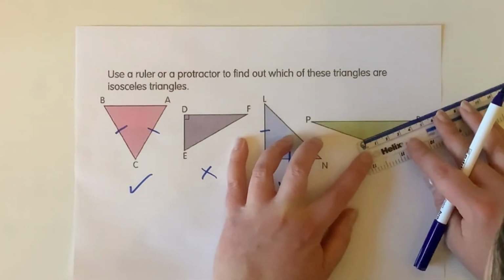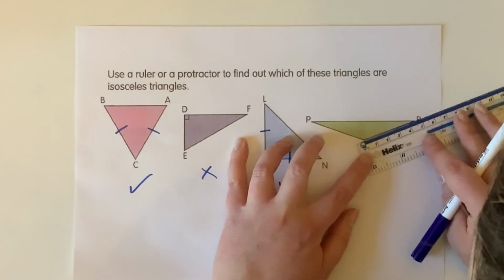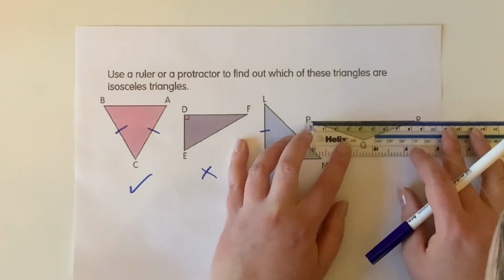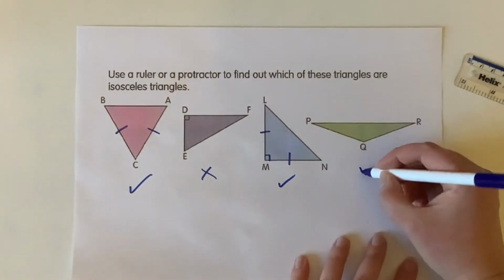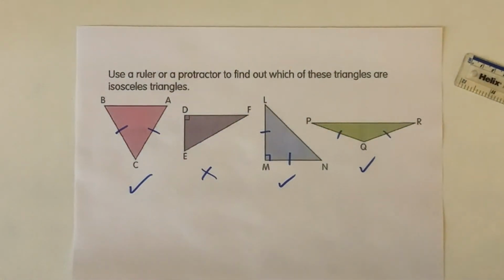4.5 centimetres, 4.5 centimetres, and about 8.5 centimetres. So yes, this is an isosceles triangle because it has 2 equal sides. Well done.